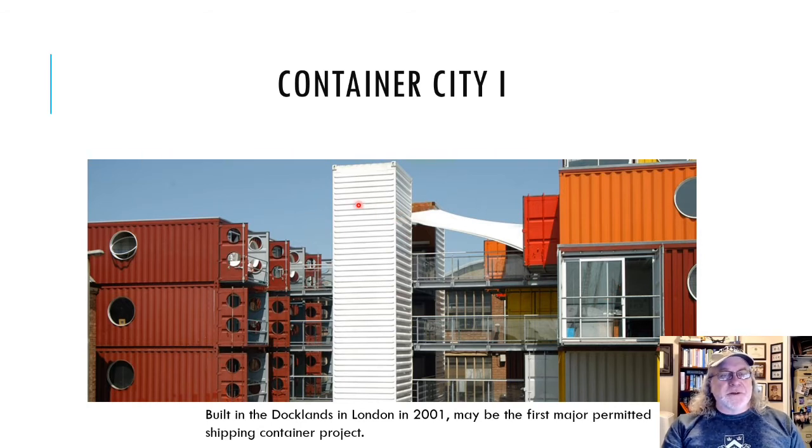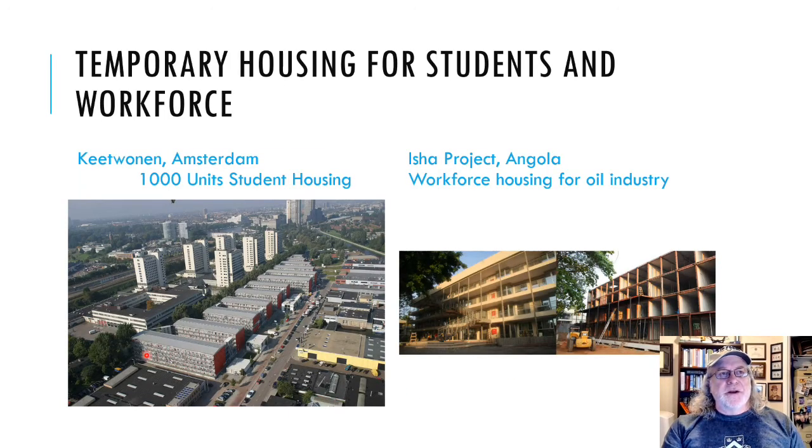Container City 1. It looks pretty nice. And again, as I said, it's probably the first major permanent construction project. And Tempo Housing, they built these things. They fabricated them in China, hauled them in by ship, and put them in place. They went up in a couple of days. Everything was modular inside. They just had to connect the plumbing and electric, and there they were, student housing for about 1,000 students. I believe it's since been taken down, but a real nice project.